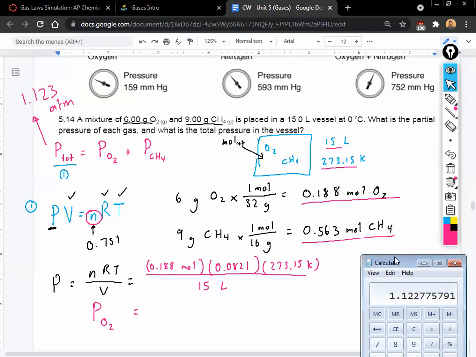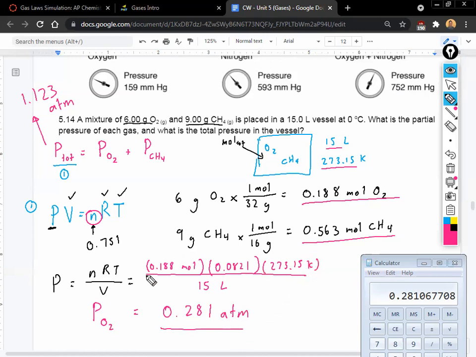Alrighty, guys, so I'm going to start calculating. So very simple. For the pressure of oxygen, we just put in the moles of oxygen, which is 0.188. We multiply that with 0.0821, times 273.15, and then we'll divide that by 15. And so for the partial pressure of oxygen, you should get 0.281 atmospheres. Sorry, guys, I can't read. Okay, everyone get that? Okay.